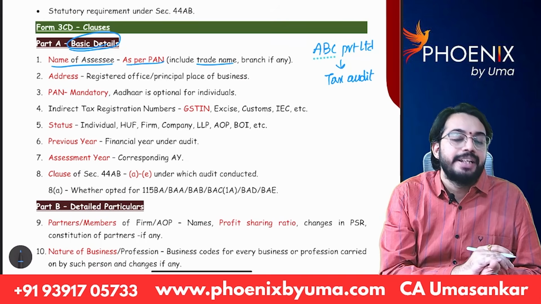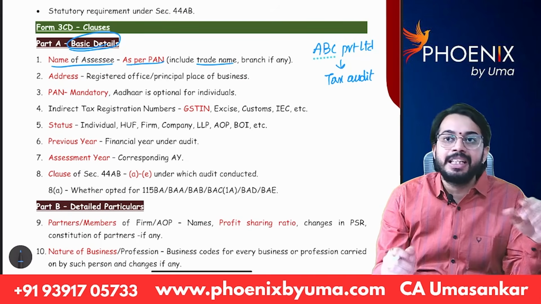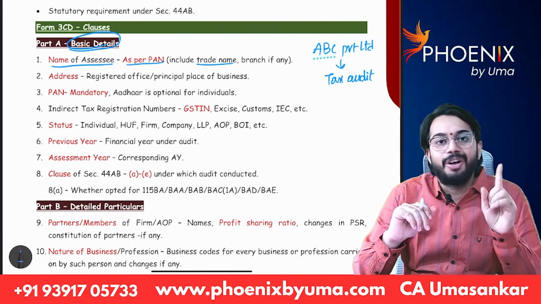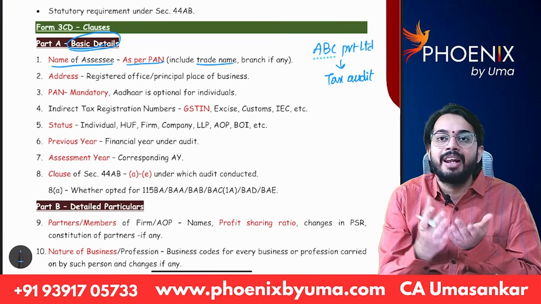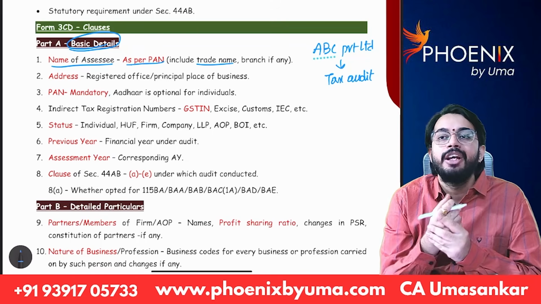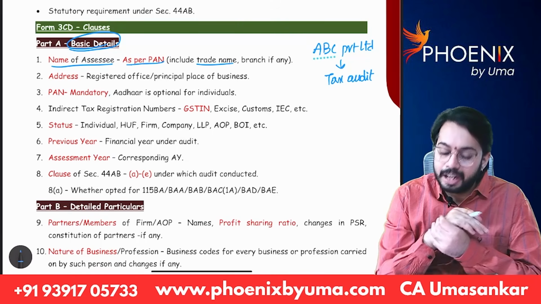Are you able to understand? So whatever the legal name of the assessee and the trade name of the assessee is, that is question 1. Okay, I have to answer that question. I will write the legal name of ABC Private Limited is ABC Private Limited. If there is any other trade name, I will write the trade name also.